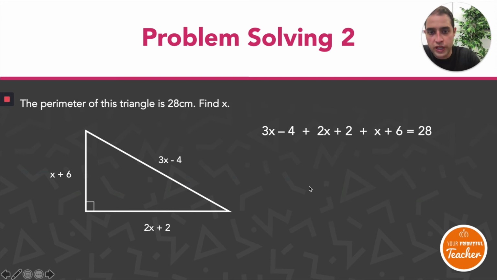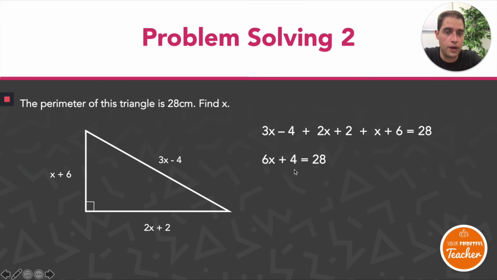So in order to work out the perimeter, I'm just writing it out. We know that you have to add all the sides together to figure out the perimeter. So it's 3x minus 4 plus 2x plus 2 plus x plus 6. I've written it here and it's given us the total value. So I know that's equal to 28. And now I simplify.